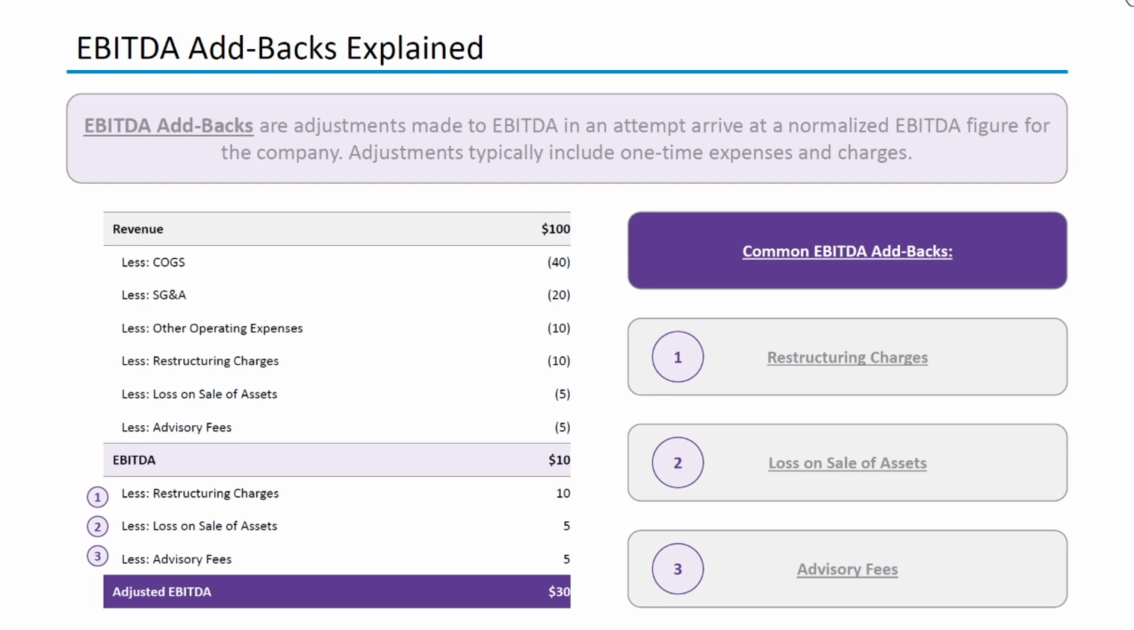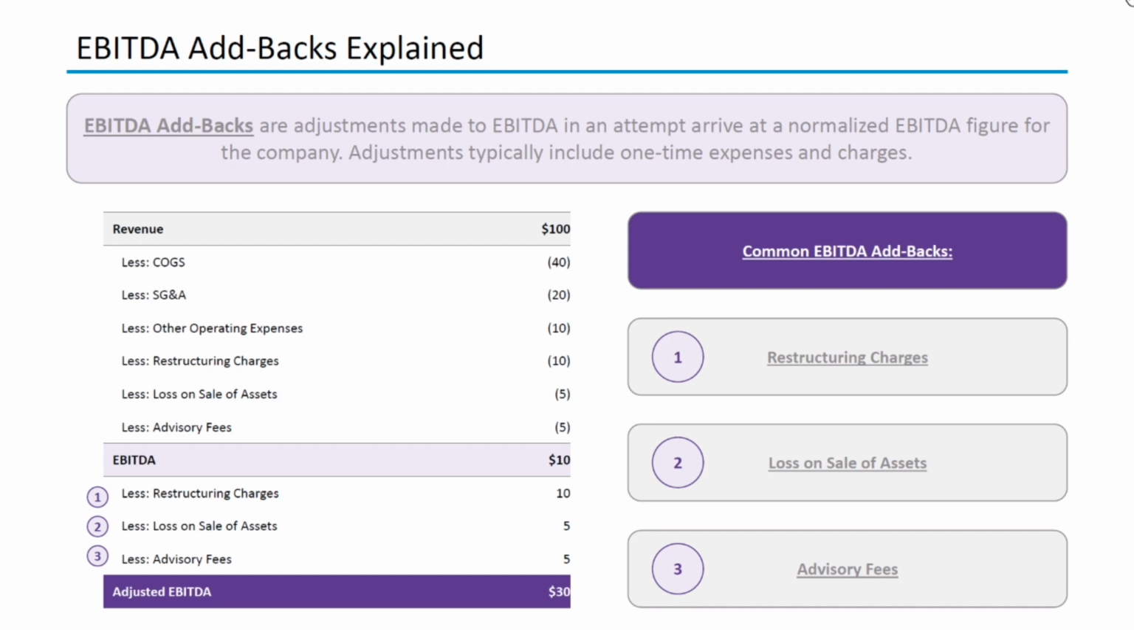Now that we understand what EBITDA is and know a few common uses for EBITDA in finance, let's take a look at EBITDA add-backs. EBITDA add-backs are adjustments made to EBITDA in an attempt to arrive at a normalized EBITDA figure for the company. Adjustments typically include one-time expenses and charges that the company does not expect to pay going forward. So to get a better understanding, let's look at the example below.